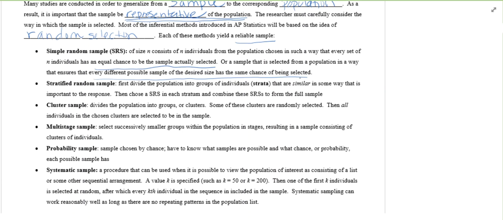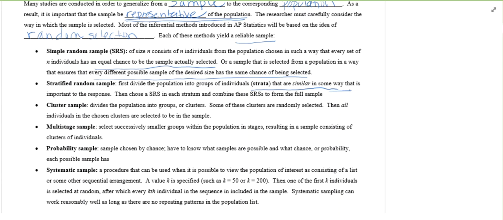And we'll go into more detail as we go through more examples. All right, stratified random sample. First, divide the population into groups of individuals, which are called strata, and they are supposed to be similar in some way. Okay, so here is a big thing that students mix up. Strata. People in a strata are similar in some way. That's an important difference to the response. Then you choose a simple random sample from each strata and combine these simple random samples to form the full sample.